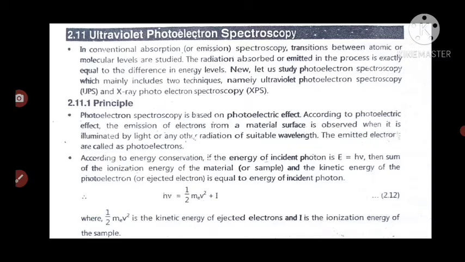So the radiation, light wave or electromagnetic wave incident on the material surface has energy E equal to h nu. See equation 2.12: E equals h nu on the LHS, and on the RHS, half m v squared, which is considered as the kinetic energy of the ejected electron, and I is the ionization energy of the sample.